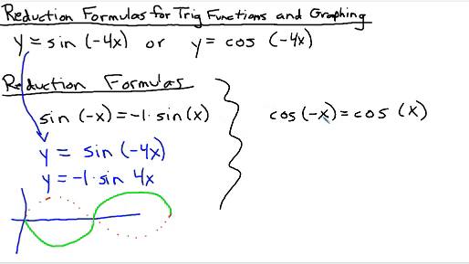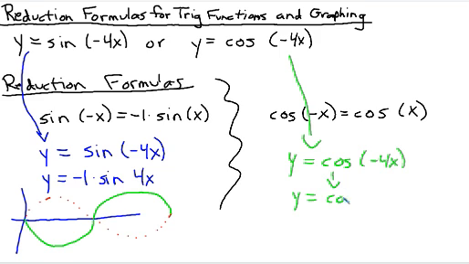For cosine, this means that y equals the cosine of negative 4x is the same thing as y equals the cosine of regular 4x. So there's no change. Alright, so these two graphs are exactly the same. And in the case of sine, you just pull the negative out in front, and then you'll flip the graph.